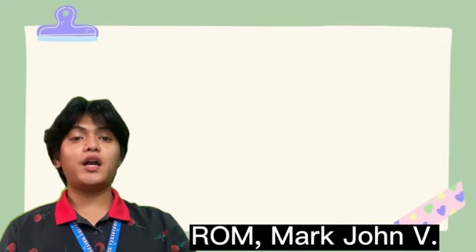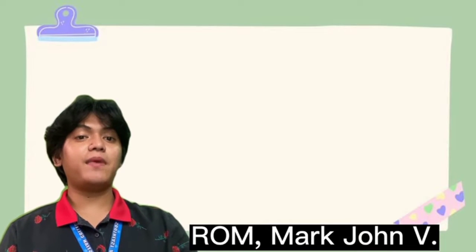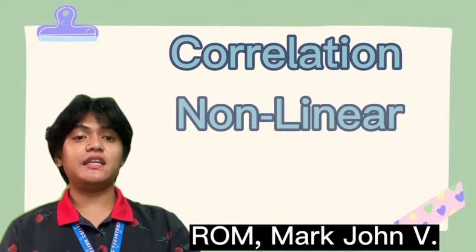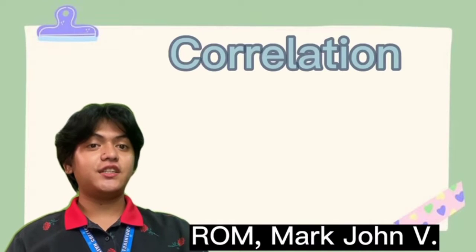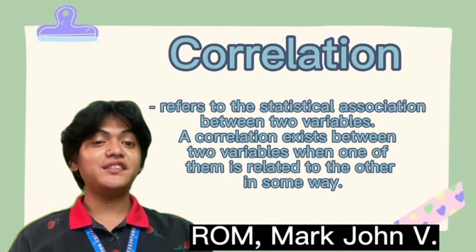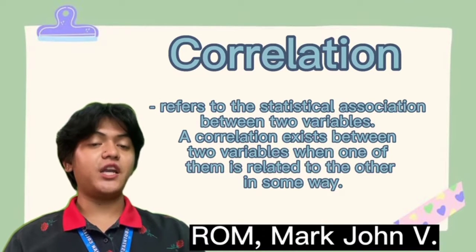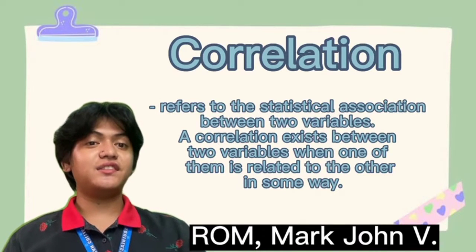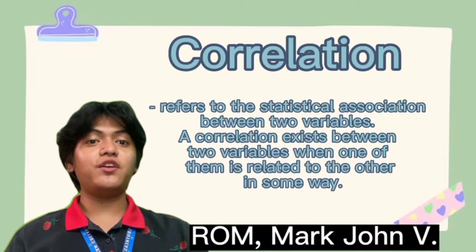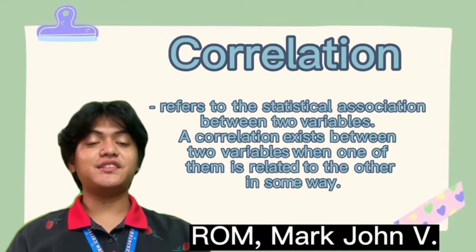Good day, this is Mark John Room, and I am here to talk about correlation, nonlinear, and linear. First is correlation. Correlation refers to a statistical association between two variables. A correlation exists between two variables when one of them is related to the other in some way.